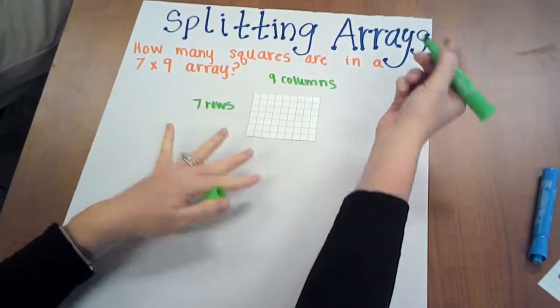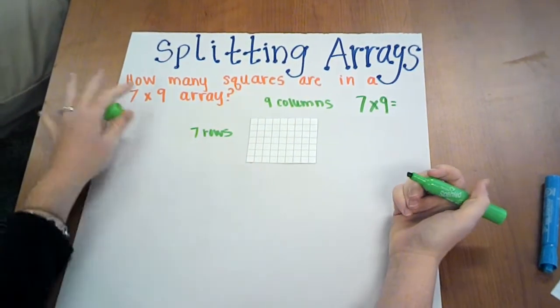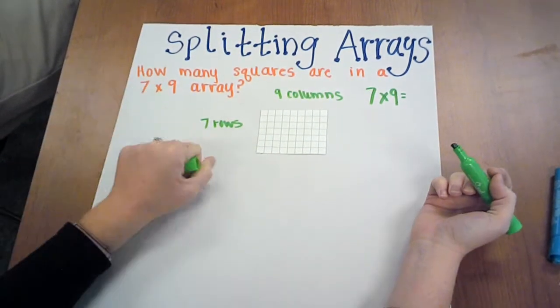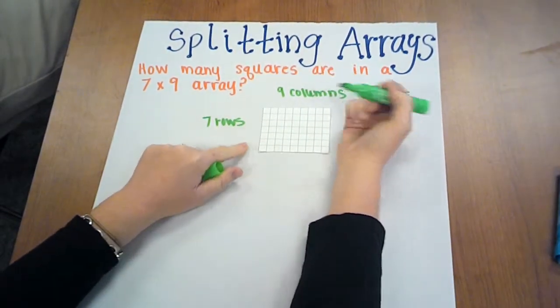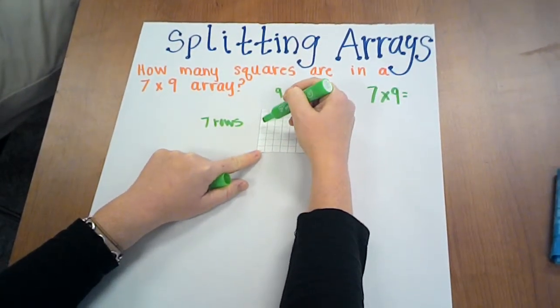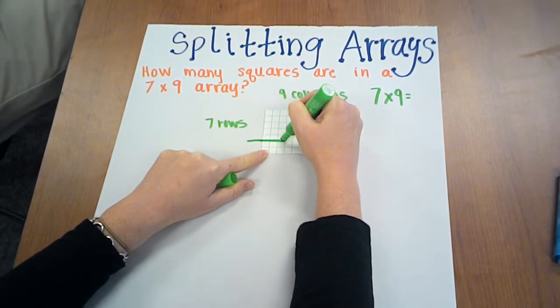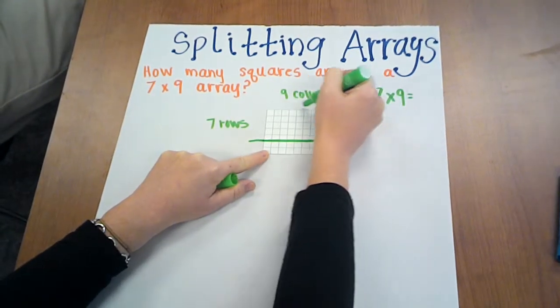I don't know 7 times 9 off the top of my head. So we're going to be splitting our array to make it into a simpler problem to work with. I don't know my 7s easily, so I'm going to split my array into 5 rows. So I have 1, 2, 3, 4, 5. I'm going to split it right here. So I'm only trying to solve this array right here first.